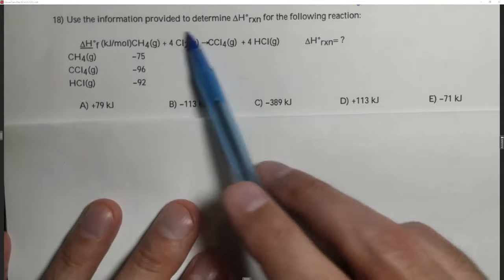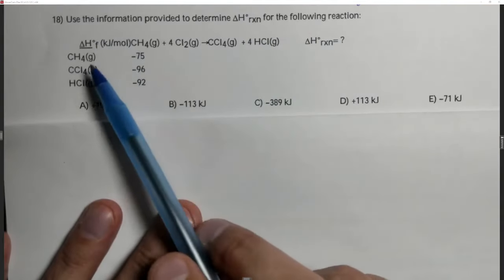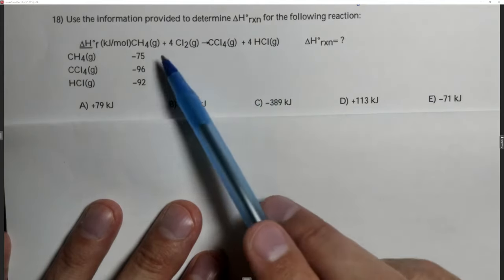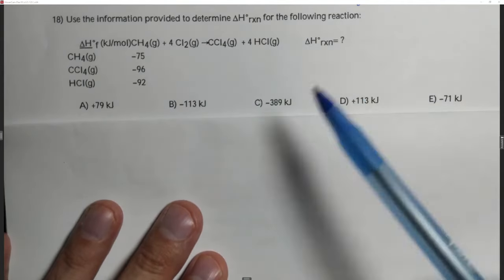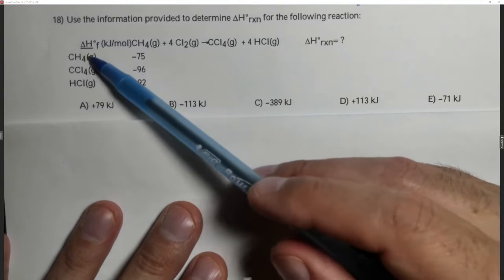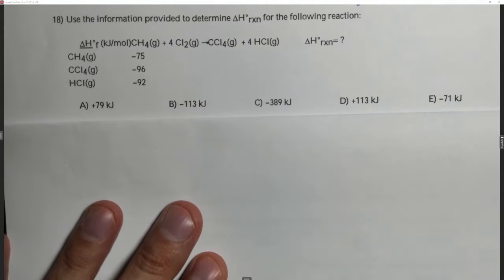Number 18 says, use the information to determine the enthalpy of reaction for this reaction. So we're given CH4 plus 4Cl2 yields CCl4 and 4HCl. And we're given the enthalpy of formation in kilojoules per mole for CH4, CCl4, and HCl, so everything except Cl2. So essentially what you have to remember here is enthalpy is a state function.